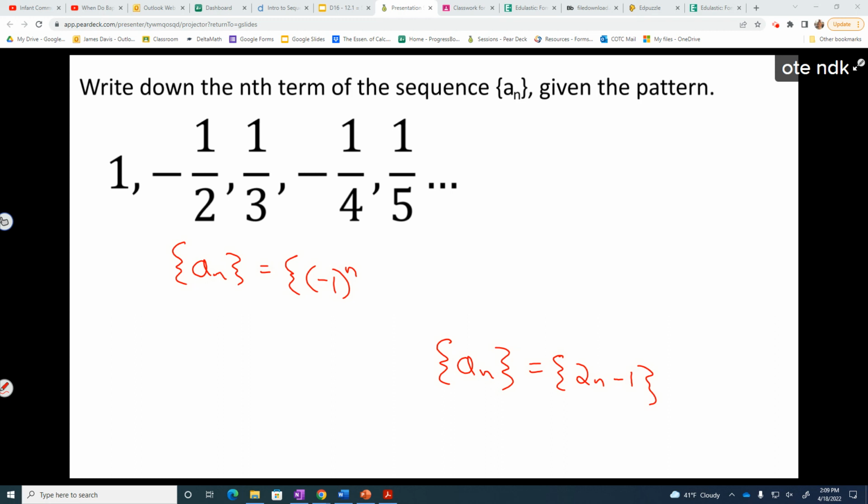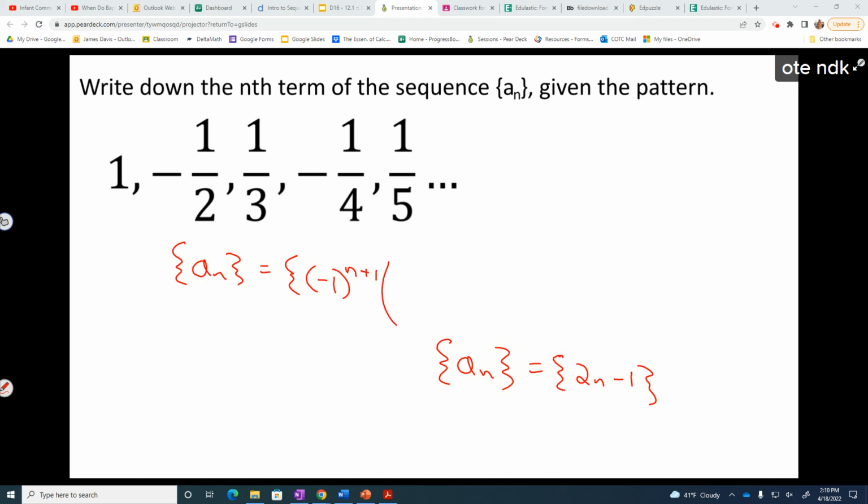But we start with a positive term. So if we plug in 1, that's going to be a negative first. If it started with a negative, we would want this. But since it starts with a positive, we want to do n plus 1, or you can do n minus 1. It doesn't matter. We'll start with negative 1 to the second power, which gives us positive, and it'll alternate.